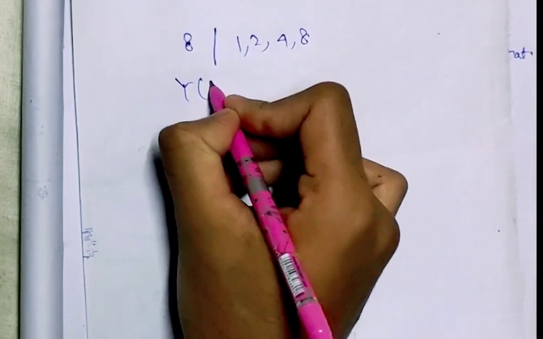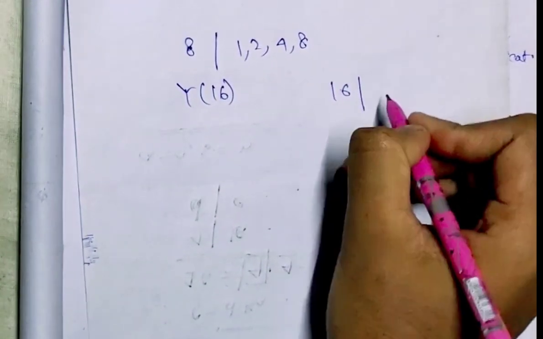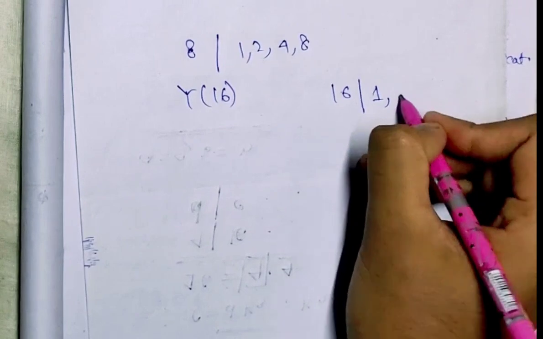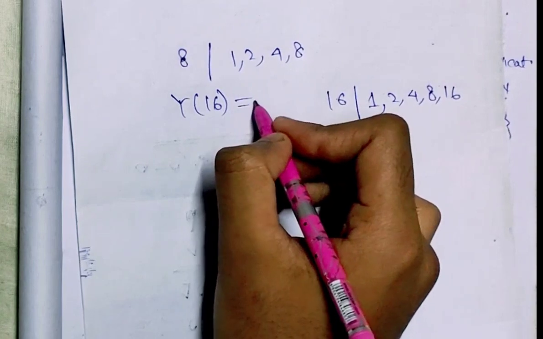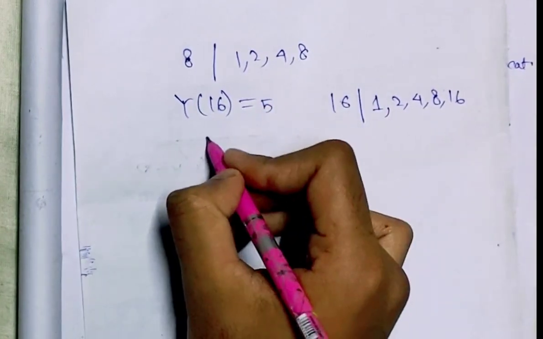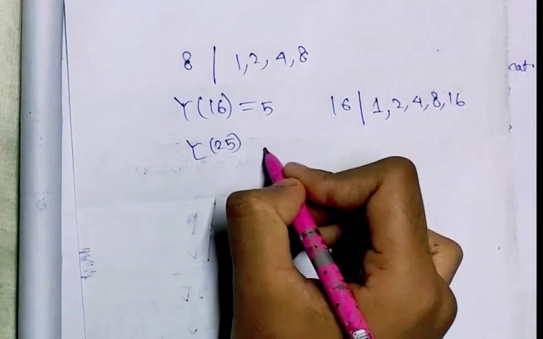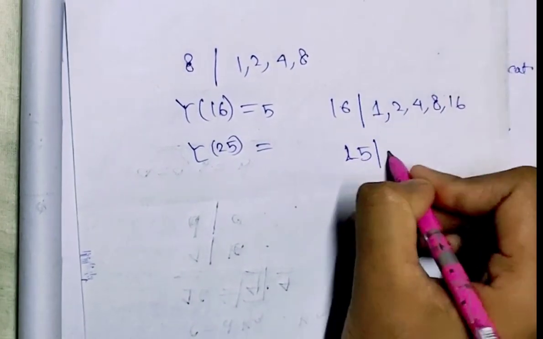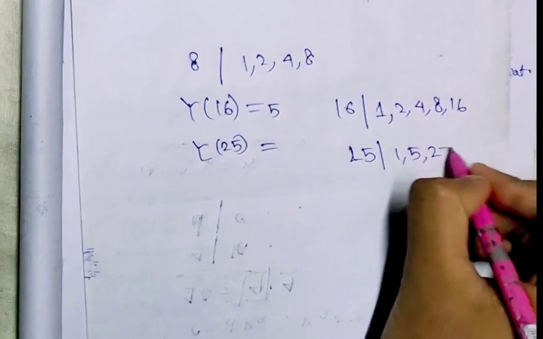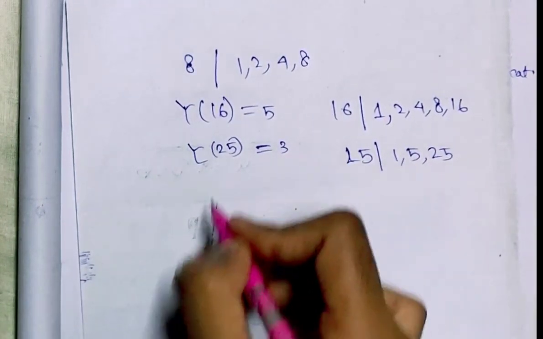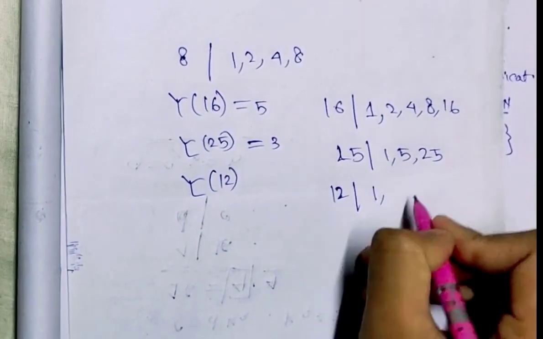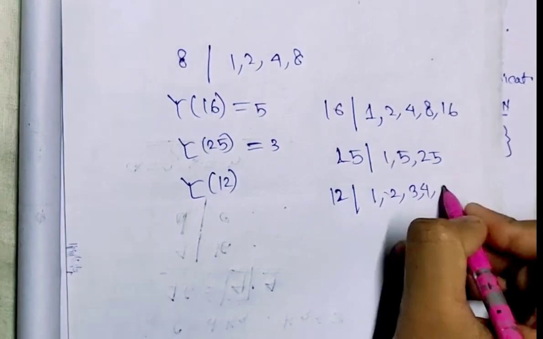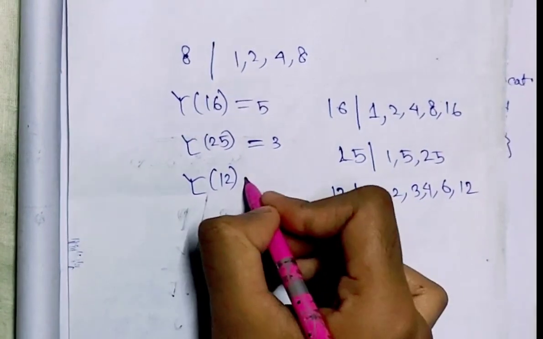अगर tau of 16 हम निकाले, so 16 को कौन कौन डिवाइड करता है? 1, 2, 4, 8 and 16, so tau of 16 equals 5. Tau of 25: 25 को कौन कौन डिवाइड करता है? 1, 5 and 25, so tau of 25 equals 3. Similarly tau of 12: 12 को डिवाइड करता है 1, 2, 3, 4, 6 and 12 खुद, so tau of 12 equals 6.